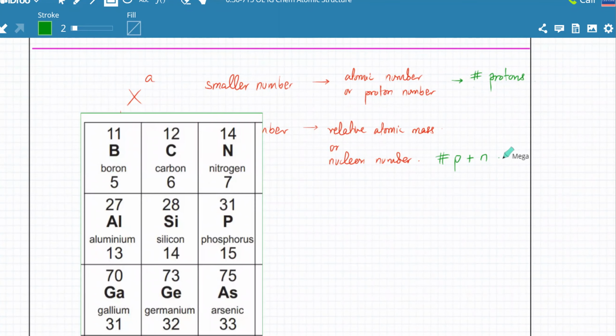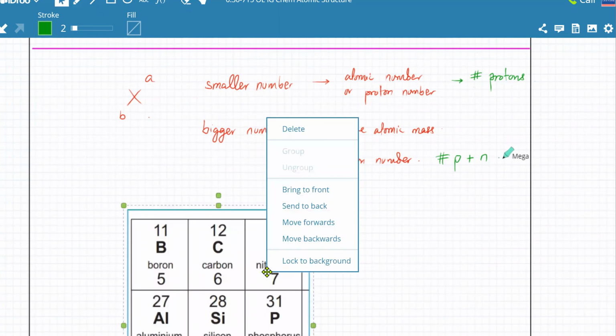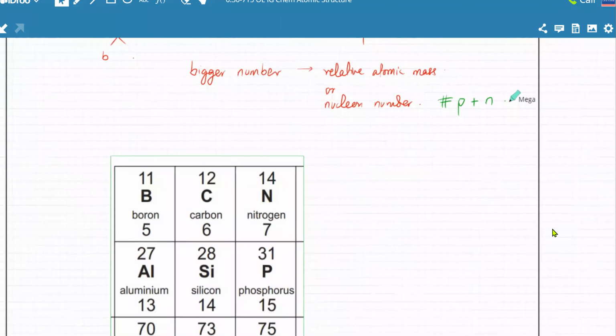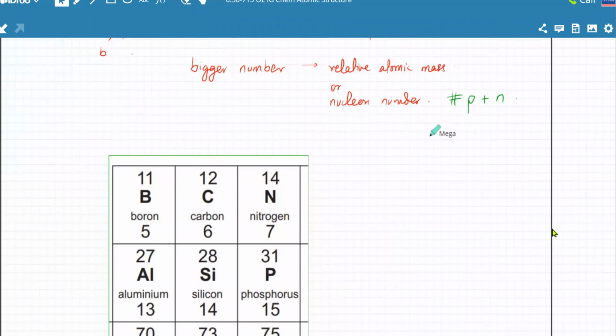So for example, this one over here. The first one, let's look at nitrogen. The small number is the number of protons. So it's got 7 protons. Carbon has 6 protons, boron has 5 protons, aluminum has 13 protons, and so on. So the small number is your number of protons.